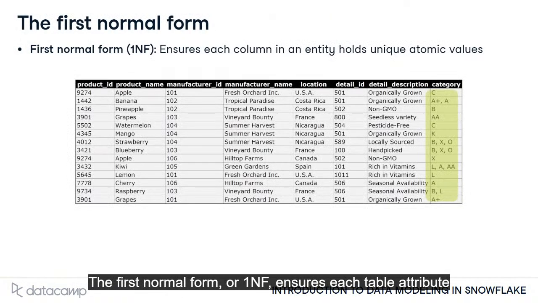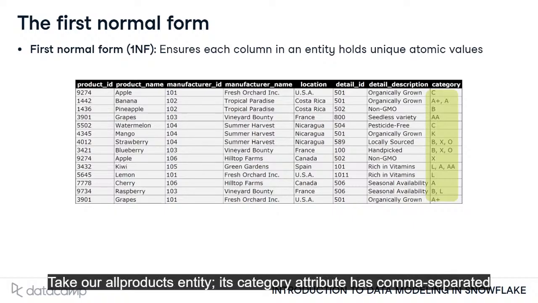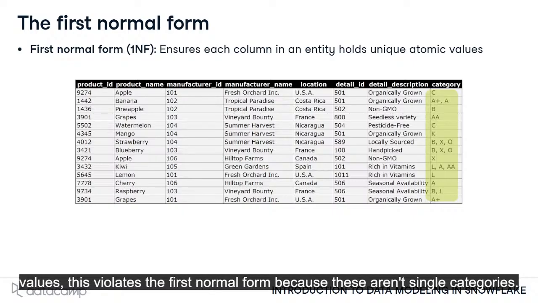The first normal form, or 1NF, ensures each table attribute contains unique, indivisible values, eliminating repeating groups. Take our all products entity. Its category attribute has comma-separated values. This violates the first normal form because these aren't single categories.